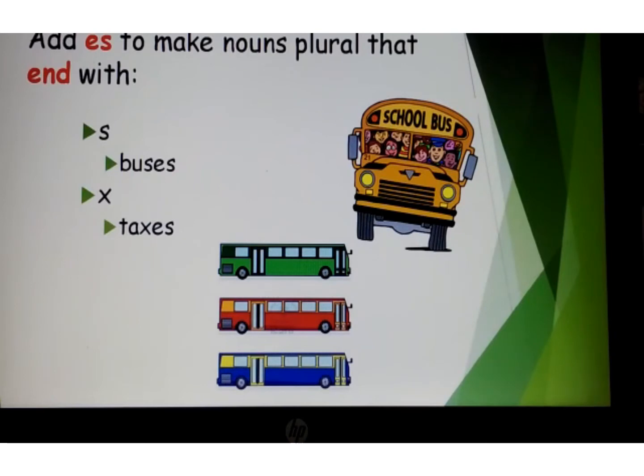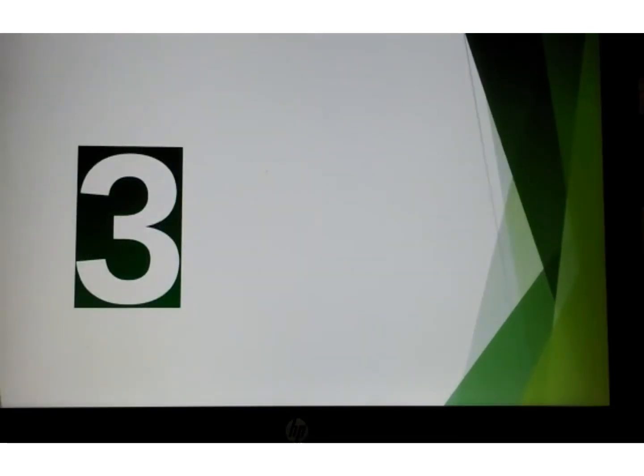The words which are ending in X, how will we make them plural? By adding ES. Same goes with CH words, SH words. So you can see the words which are ending in CH and SH, to make them plural, you need to add ES.